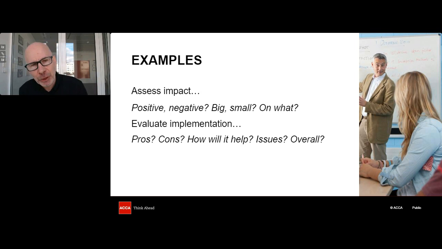Evaluate the implementation of the new ERP system, the new radio frequency ID system. When you are evaluating something, use the structure pros and cons. How's it going to help? What issues will emerge? Are we exposed to new risks? Do we need new IT? Do we need new competencies in our staff? Overall, is it a good thing? Is it a bad thing? Should we go for it?